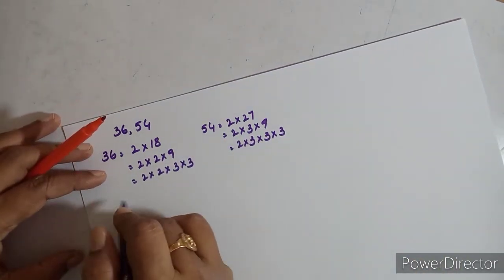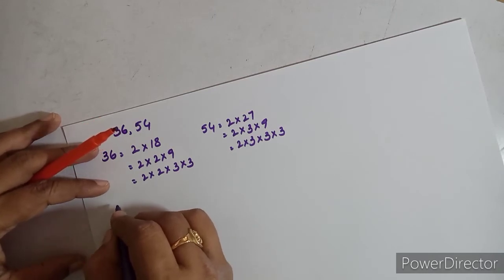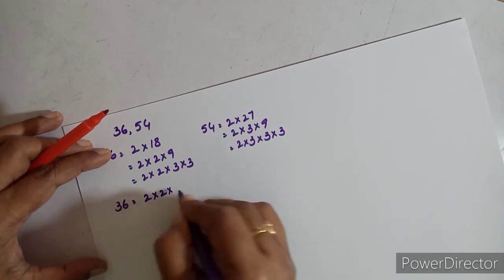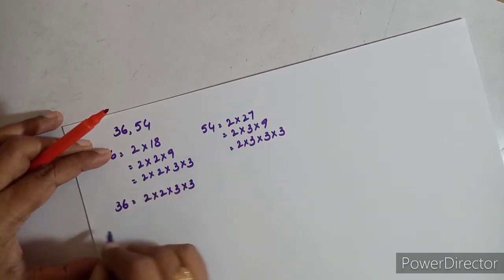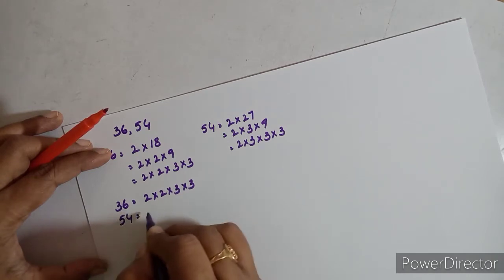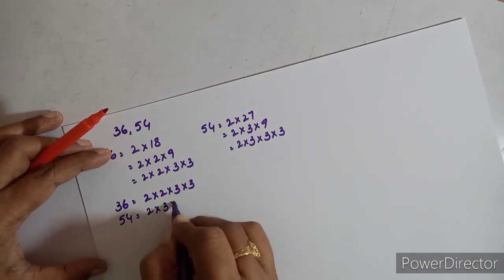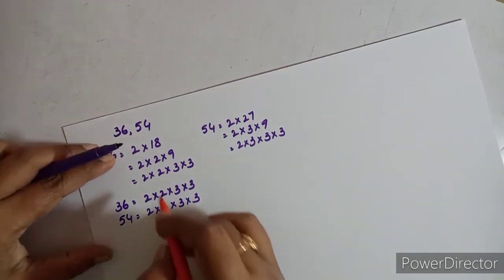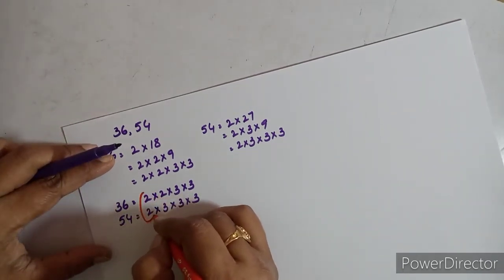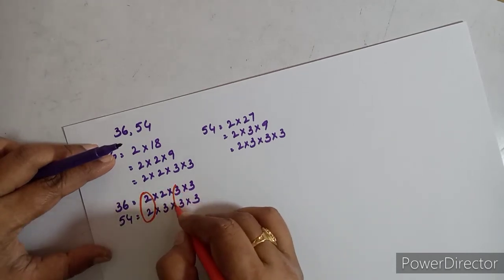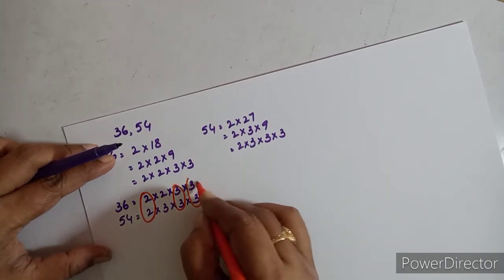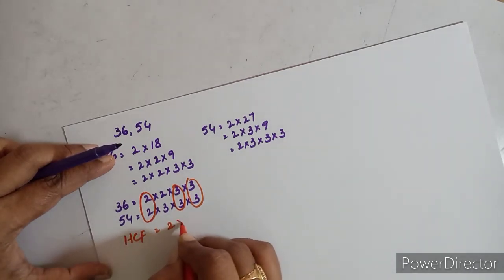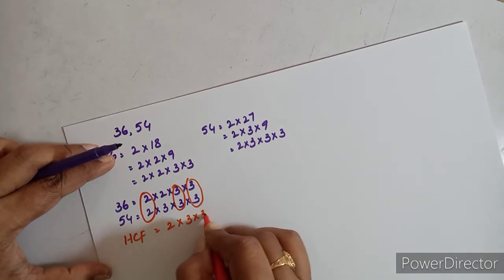When you come to the part of finding HCF, first write 36 as the product of prime numbers: 2 into 2 into 3 into 3. Now bring 54: 2 into 3 into 3 into 3. Now here comes the option. You have to circle which are common in these two. So 2, 3 and 3. Now write HCF: 2 into 3 into 3.